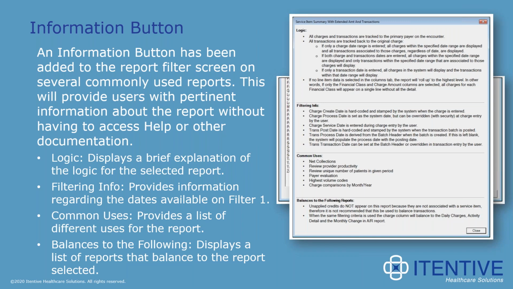So if we click that info button, you would see that it would return essentially 4 sections of information. First you have the logic, and it displays a brief explanation of the logic for the selected report. You then have the filtering information, which provides information regarding the dates available on filter 1. Common uses will provide a list of different uses for the report, and then balances to the following will display a list of reports that balance to the report selected.